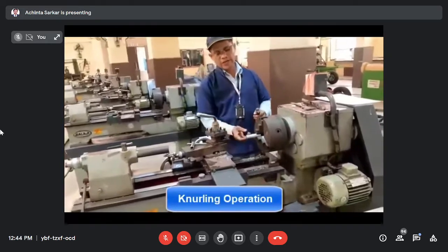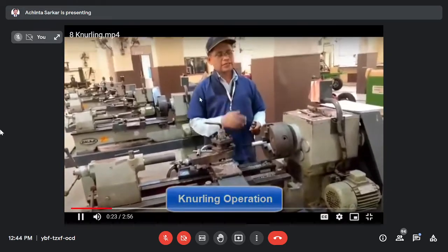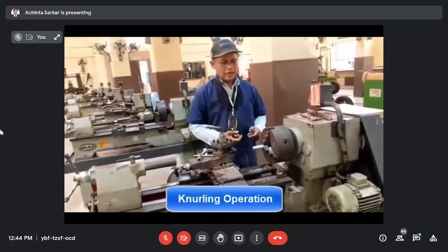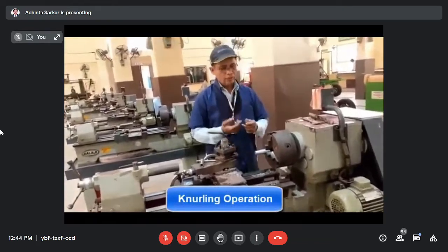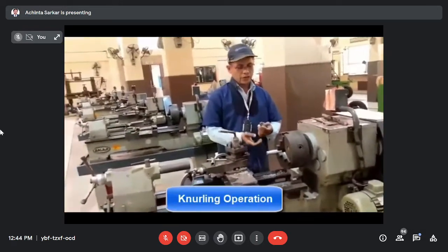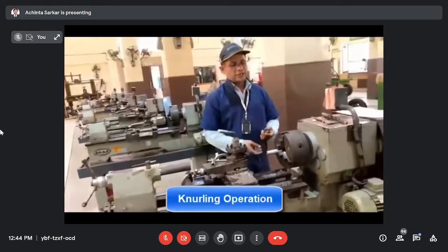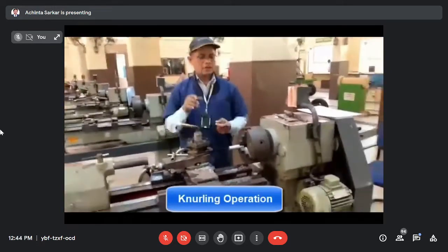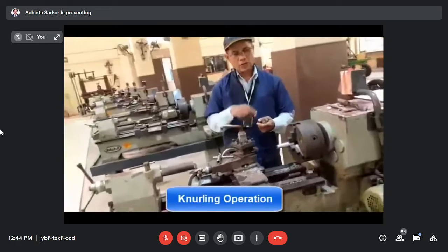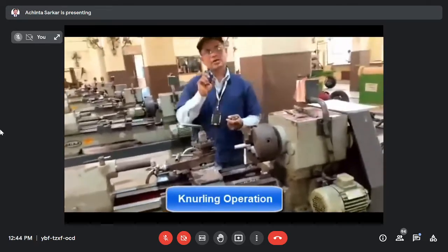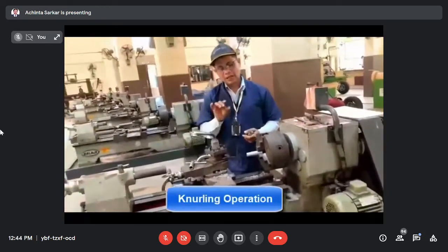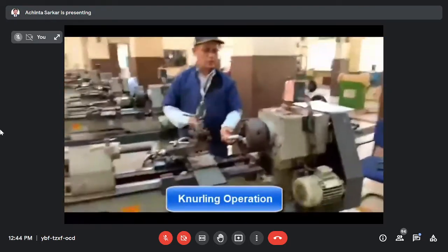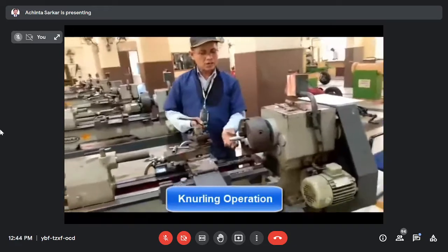So while doing the grip, a smooth cylindrical job rotated by hand will slip, and you have to prevent the slipping, so you produce a grip. You can observe this in the cap of a bottle. When you are rotating the cap of the bottle, you can observe the grip on the cap. Like this, you can produce a grip by the help of this knurling tool on the workpiece.